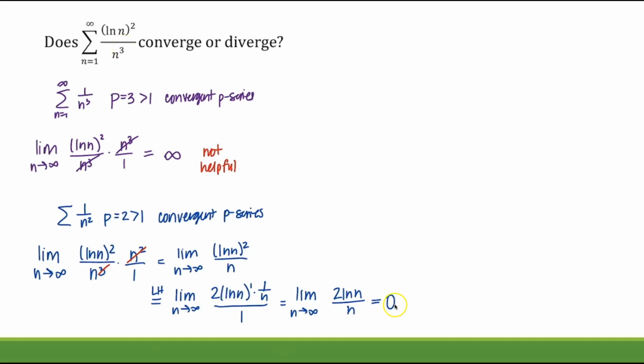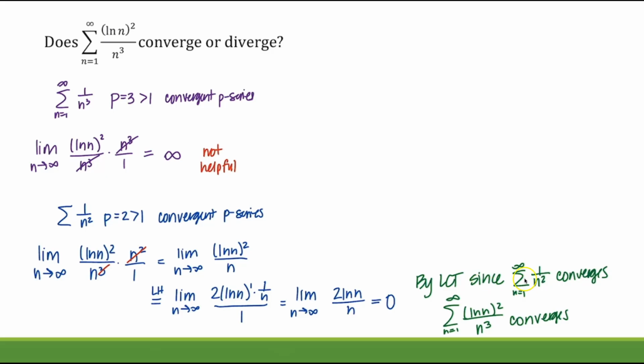So this is sort of that other special case, or really just not common case. So since we got 0 here, we can draw our conclusion using the limit comparison test. We can put, by the LCT, since the sum of 1 over n squared converges, our given series also converges.